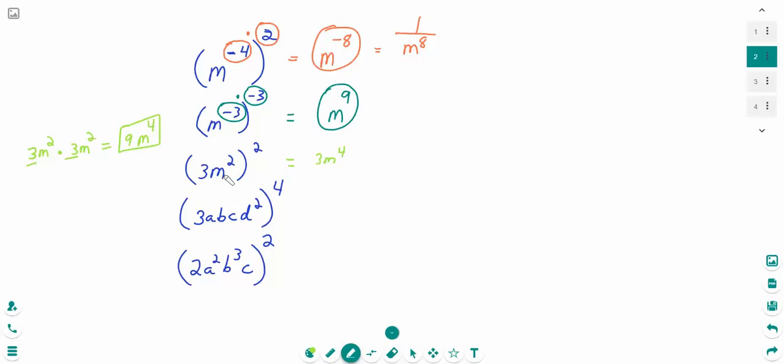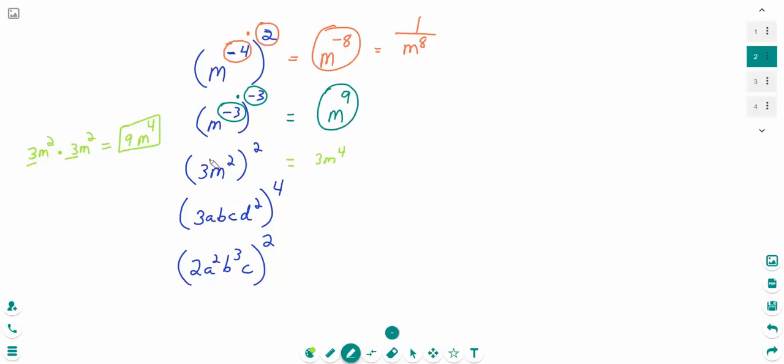And if we just multiplied the variable exponent by the outside exponent, we would end up with 3m to the 4th, which is not what we should get. We should get 9m to the 4th. So the thing to remember here is that even coefficients need to be raised to the power outside the parentheses.